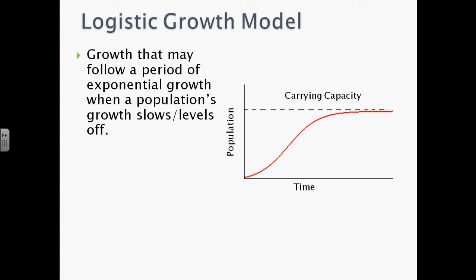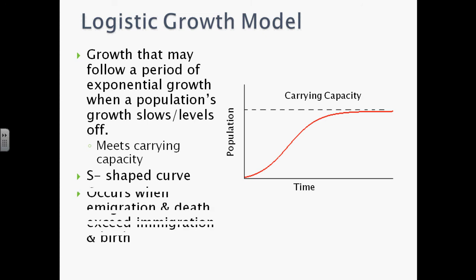So this is growth that may be followed by the exponential growth, and this is when a population's growth slows down or levels off. By leveling, we mean it's kind of going even, where you can see on that dotted line, it meets carrying capacity. The shape of this curve is an S-shaped curve. It also occurs when immigration or emigration, when organisms are leaving an environment, and also when deaths exceed immigration and birth.